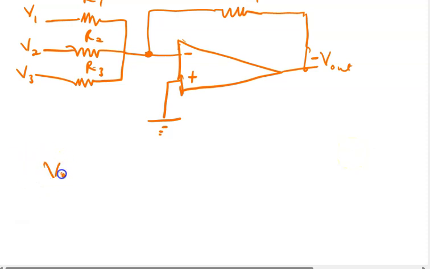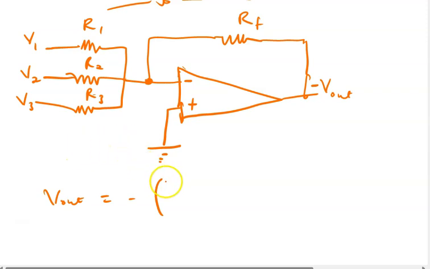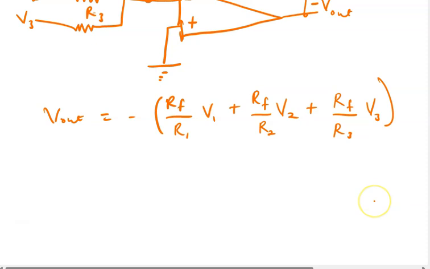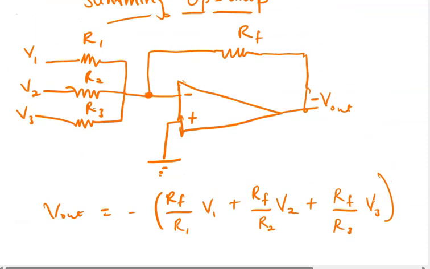So with this one, V out is equal to minus, in brackets, the feedback resistance divided by R1 times V1, plus RF divided by R2 times V2, plus RF divided by R3 times V3. So that is the general formula. Yes, that's the general formula for it. Then the last two that I want to talk about are the differentiator and the integrator.